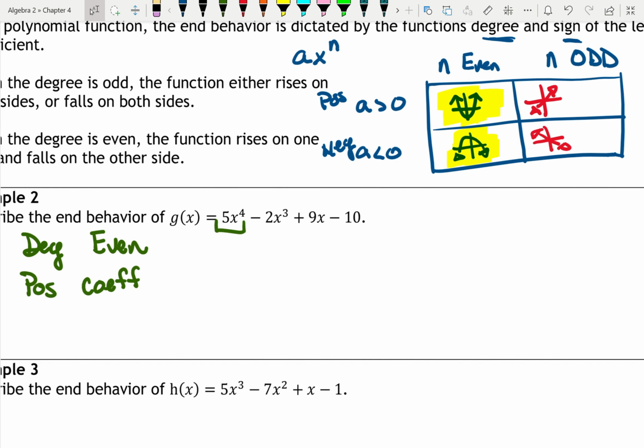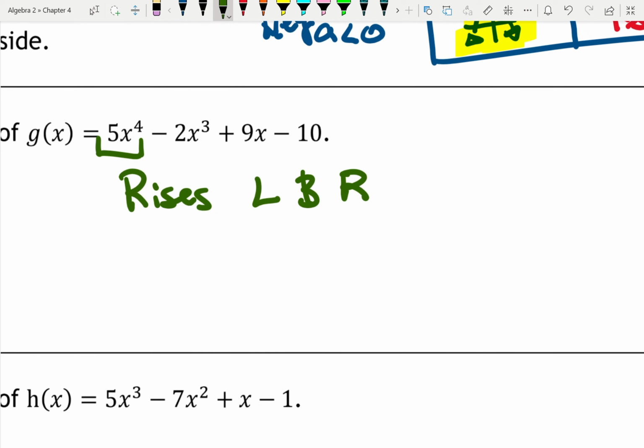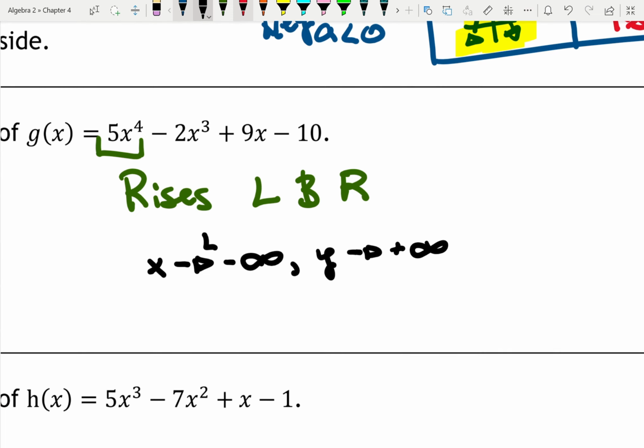So it rises left and right. We could say rises left and right. That would be one way to say it, maybe the more informal way. Rises meaning it goes up. The other way, the maybe more fancy way of saying it, we say as x goes left, which would be to negative infinity, as x goes to negative infinity, y goes up to positive infinity. So this would be like rises.